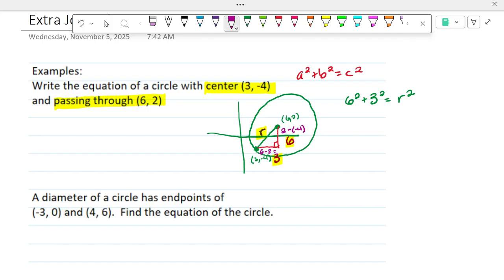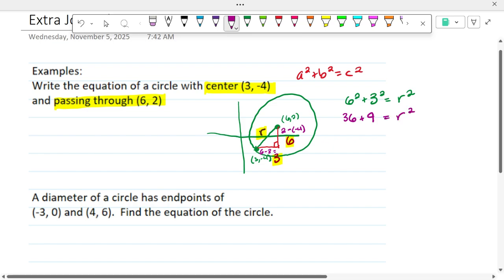So what's 6 squared? 36. What's 3 squared? 9, is equal to r squared. So what's 36 plus 9? 45 is equal to r squared. What's my last step to get r? Square root both sides. That goes away. R is equal to, we'll just leave it as the square root of 45.